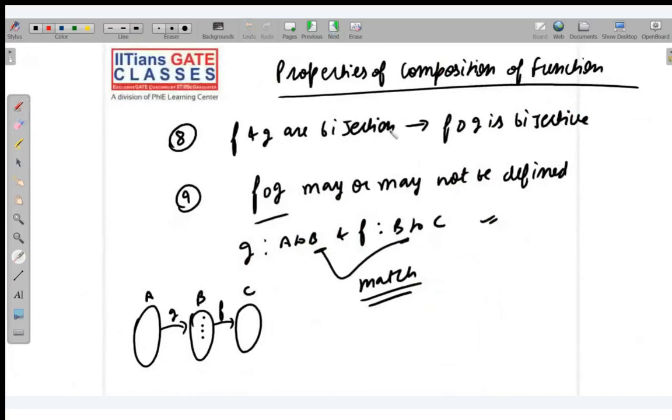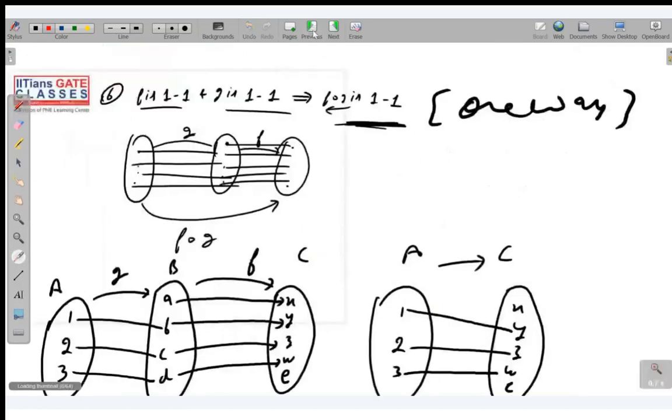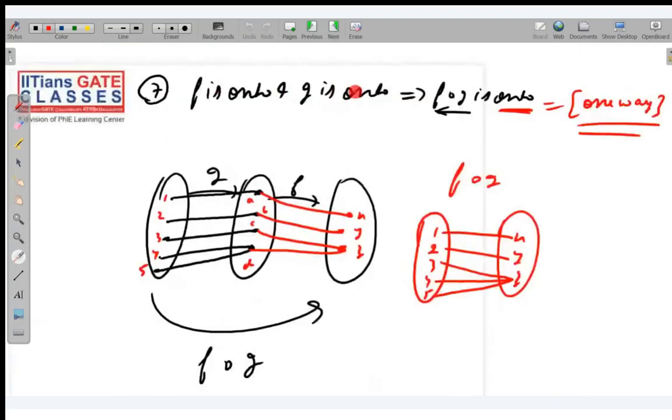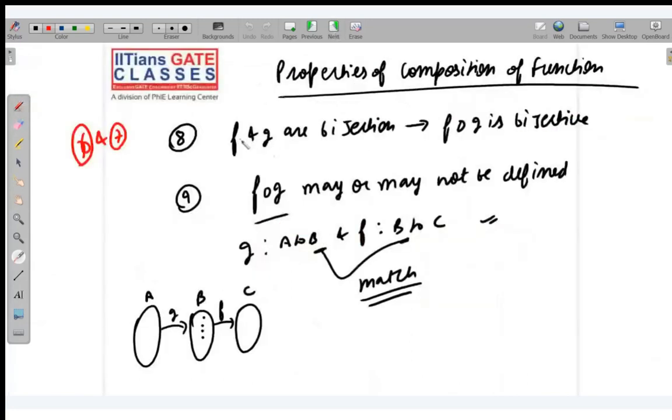Now, if f and g are bijective, then f o g will be bijective. Why? Because from properties 6 and 7, you can think like that. Property 6 was saying f and g are 1-1, so f o g is 1-1. Property 7 is saying f is onto, g is onto, f o g is onto. So obviously, when we combine them, f and g are both 1-1 and onto, then f o g will be both 1-1 and onto. Bijection means, I think you already know, 1-1 and onto.